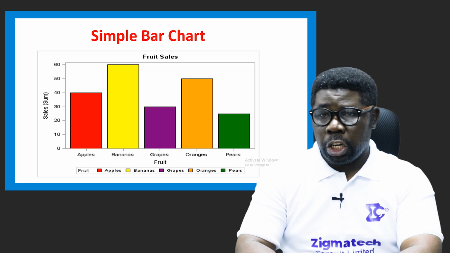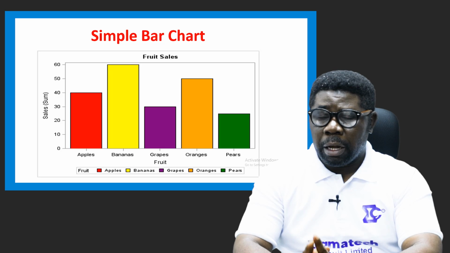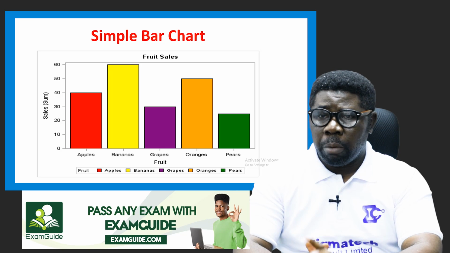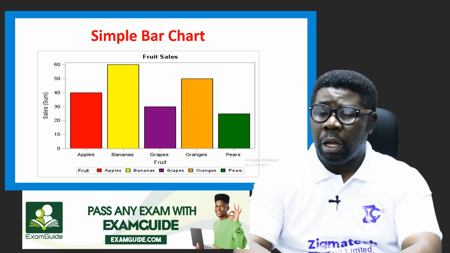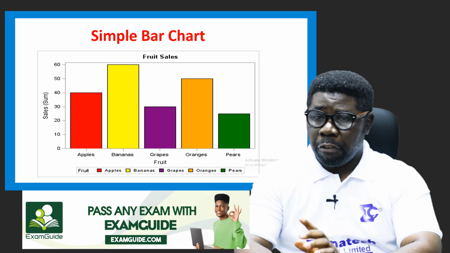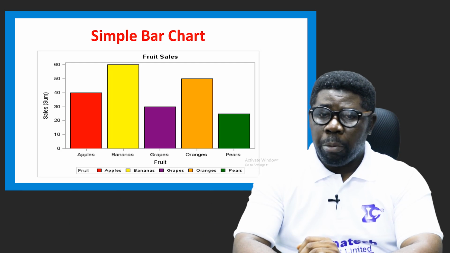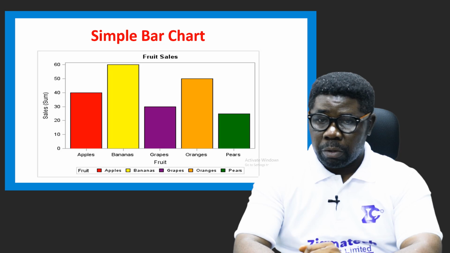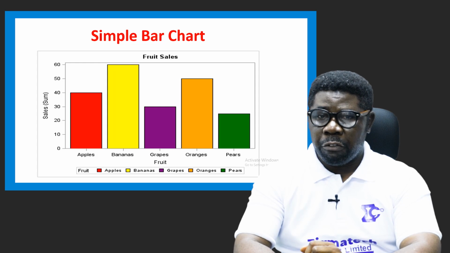This is a simple bar chart. For apple, we have just one bar. For banana, just one bar. For grape, one bar. Orange, one bar. Pears, one bar. But you see, the height differs. For apple, we have 40 units. Banana has the highest number, which is 60. Then grape has just 30. And then orange is the second highest, 50 units of orange.